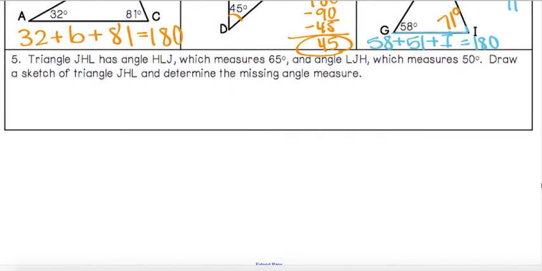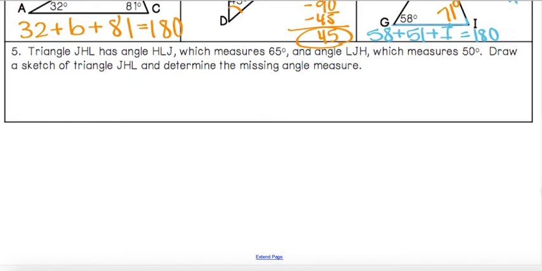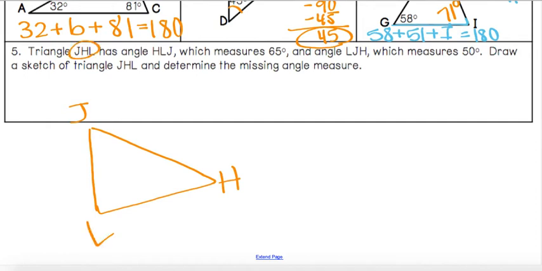Okay. It seems harder than it is. All you do is draw a triangle. You don't have to measure it completely, but you put the letters J, H, and L for triangle JHL. And it says HLJ, this angle here is 65 degrees. That's what it tells us. And then it also tells us LJH is 50 degrees.